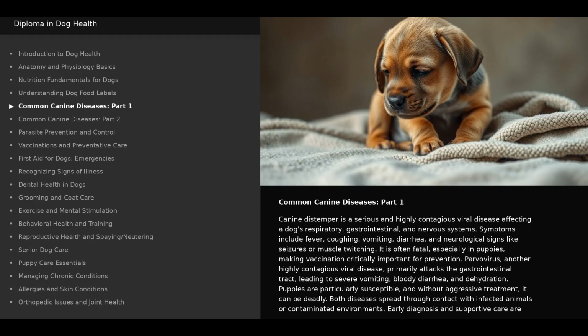Parvovirus, another highly contagious viral disease, primarily attacks the gastrointestinal tract, leading to severe vomiting, bloody diarrhea, and dehydration. Puppies are particularly susceptible, and without aggressive treatment, it can be deadly. Both diseases spread through contact with infected animals or contaminated environments. Early diagnosis and supportive care are essential for survival.